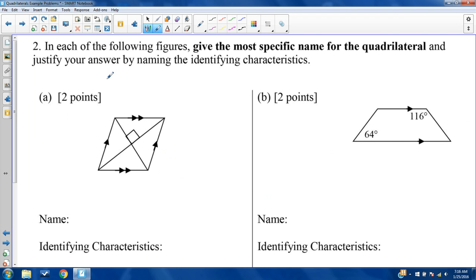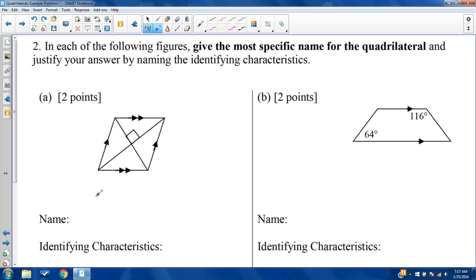Okay, number two, what happens is you're given a shape. Based on the properties, you're supposed to say what the most specific name of it is, basically the most precise name. It could be other things, but what is the best name you could call it? And you can only go by the properties, not by the actual image itself, even though sometimes, yes, it will kind of look like the shape that's being referred to.